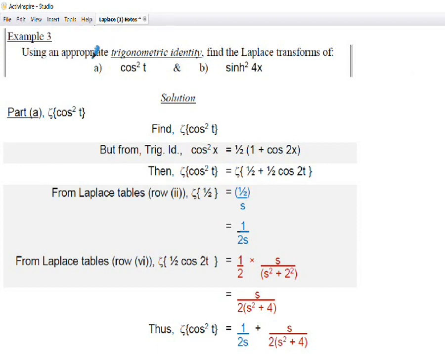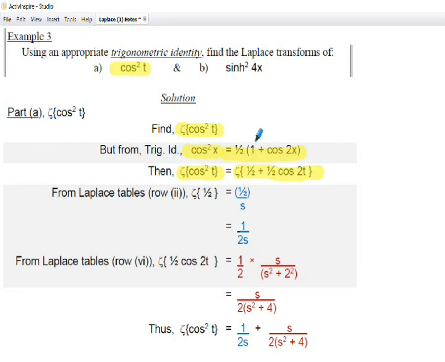In example 3, we're going to look at part A first of all, which says find the Laplace transform of cos squared t. Now, if you look in your Laplace transform table, you won't find the Laplace of cos squared t. It's not given, it's a non-standard form. But if we go to the trig identities, then cos squared, I've used the term x here, variable x, is equal to a half, 1 plus cos 2x. So therefore I can write the Laplace transform of cos squared t as equal to the Laplace of a half plus a half cos 2t, following the pattern through for the trig identity.